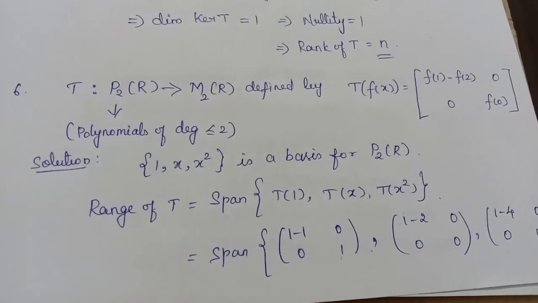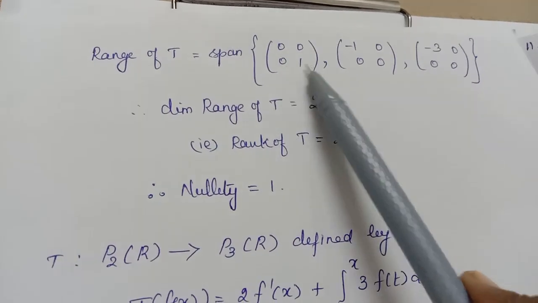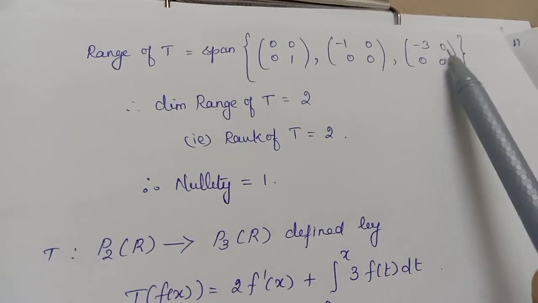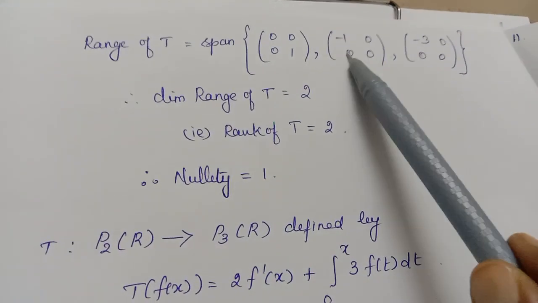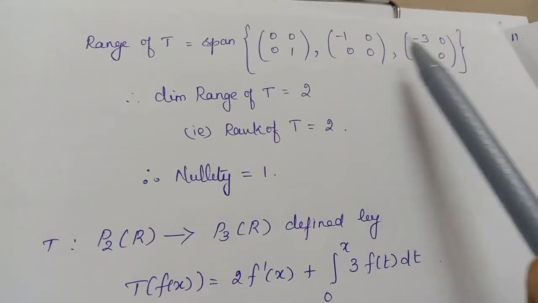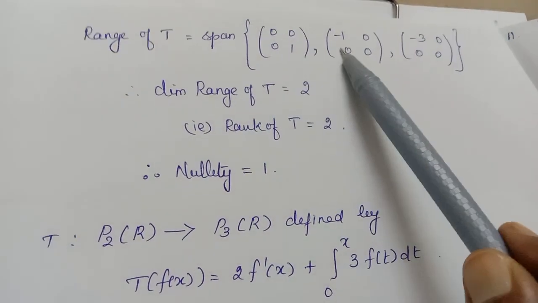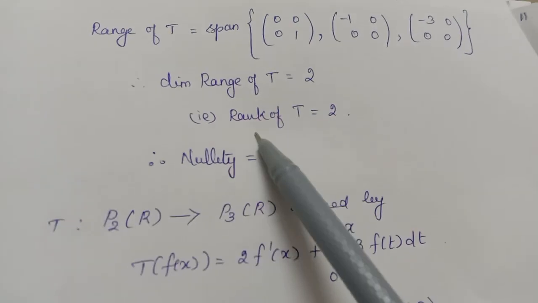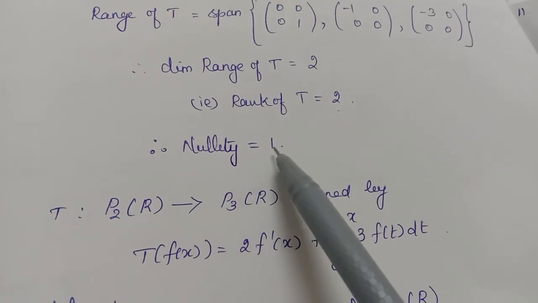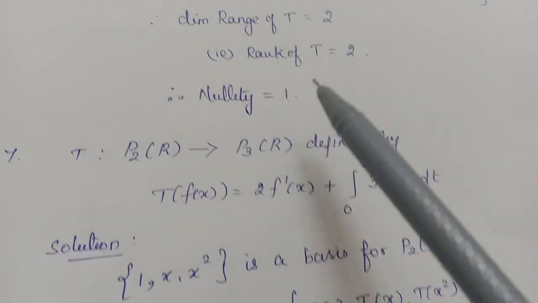So what we have, the range of T is equal to the span of 0 0 0, 1 minus 1 0, 0 0 minus 3 0 0 0. Now you have to find the dimension of this space. See, these two are linear combinations. That is, if you multiply this by 3, you will get this vector. So you can eliminate this. So only these two are linearly independent. That means the dimension of range of T is equal to 2. So rank equal to 2. So obviously nullity will be 1 because the dimension of P2 of R is what? 3. So rank 2 means nullity equal to 1.